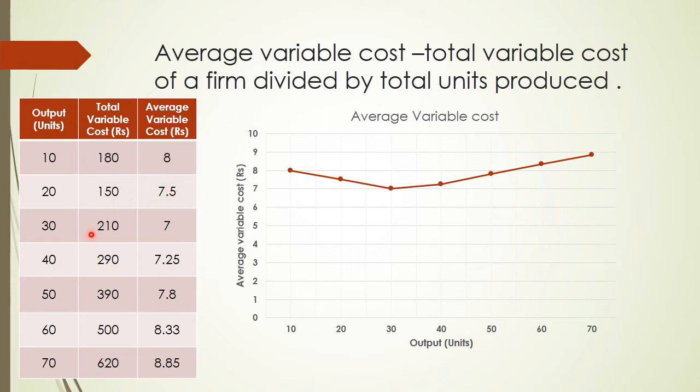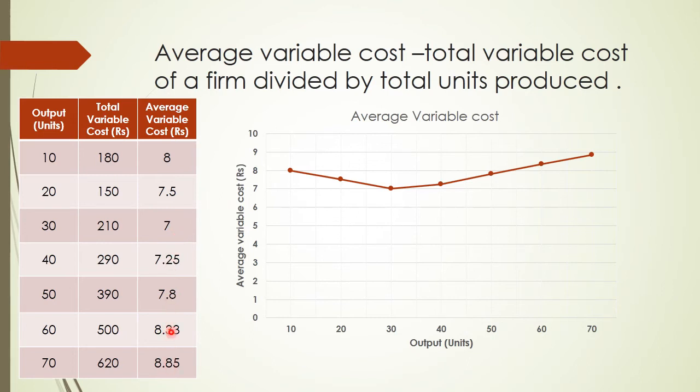If you produce 10 units, then your total variable cost is 180. So what will be average variable cost? That is 180 divided by 10. So that will give you 8 rupees. If your units of production increase to 20, then your total variable cost is 150 rupees. So average variable cost will be 150 divided by 20. That will give you 7.5 rupees. Same way we can find for each and every unit here, like 30, 40, 50, 60 and 70.